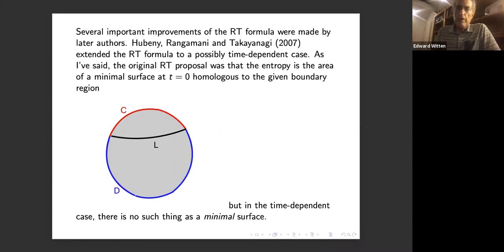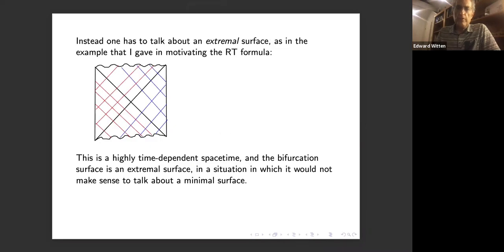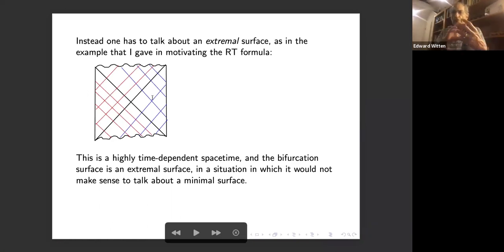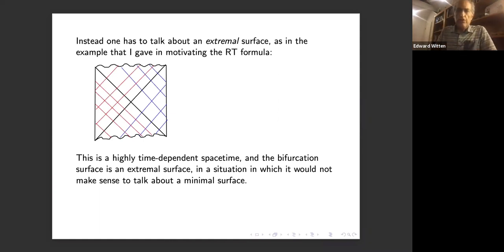So you have to stop talking about minimal surfaces and instead discuss extremal ones, which was actually the case in the example I gave in motivating the RT formula. So the intersection point of the two diagonal black lines is a surface of extremal area in space-time. So that's a rotationally invariant surface in a rotationally invariant picture. But even if you let it wiggle in a way that goes away from rotational symmetry, its area is stationary. Well, it's not minimal though, because wiggling it in the time direction will reduce its area. So in the time-dependent generalization of the RT formula, it's extremely important to discuss extremal surfaces, not minimal ones.